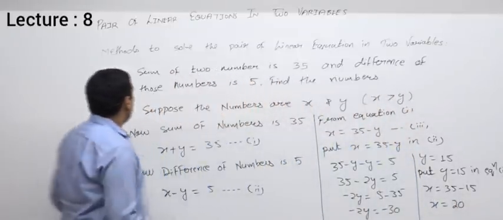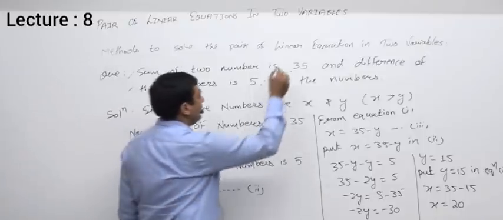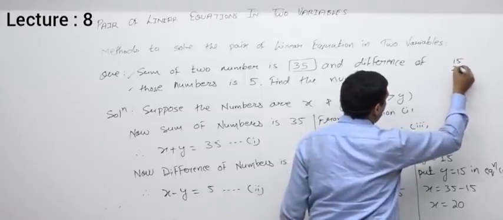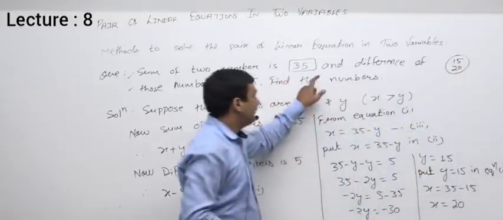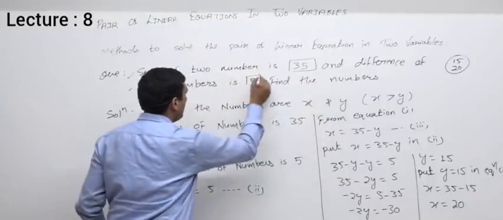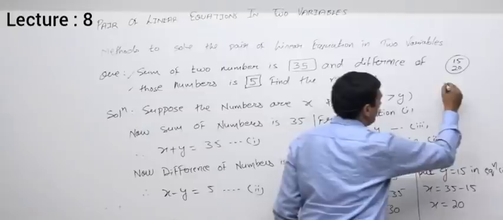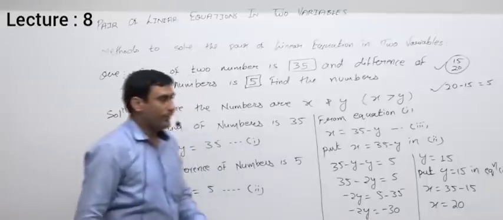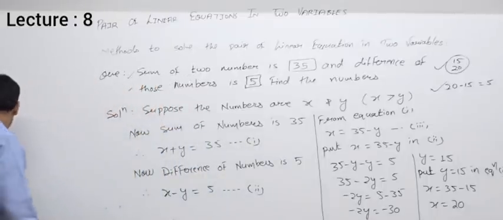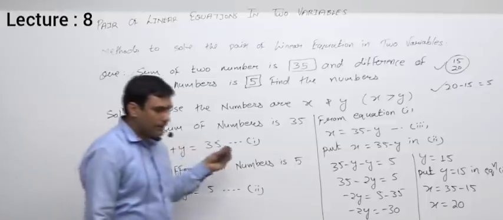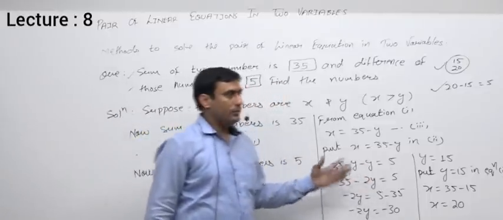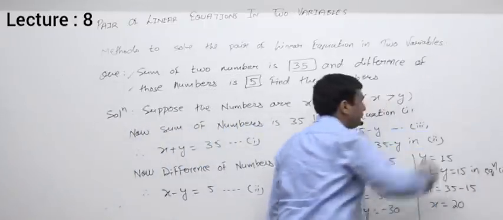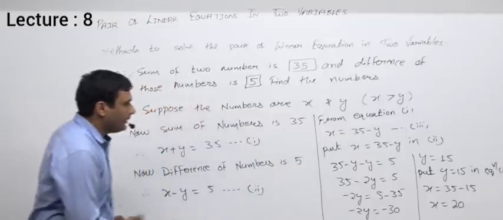So the sum of the two numbers is 35. Now you can check. The numbers are 15 and 20. Yes, their sum is 35. The difference of the numbers is 5, so 20 minus 15 is equal to 5. Yes, the numbers obtained are absolutely correct. This was one of the easiest word problems. There are so many varieties of word problems, we'll see them one by one.